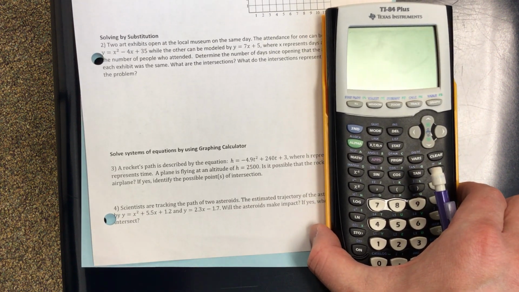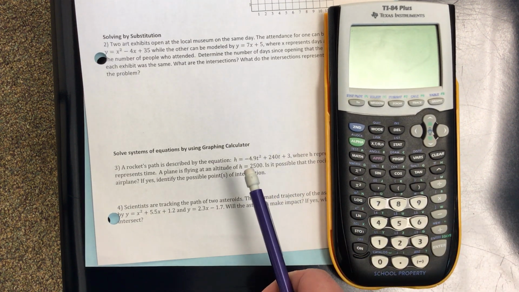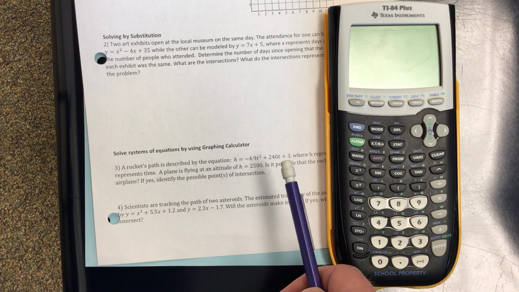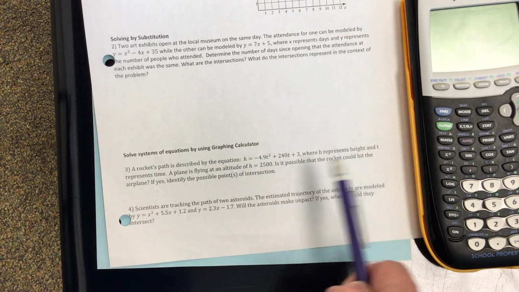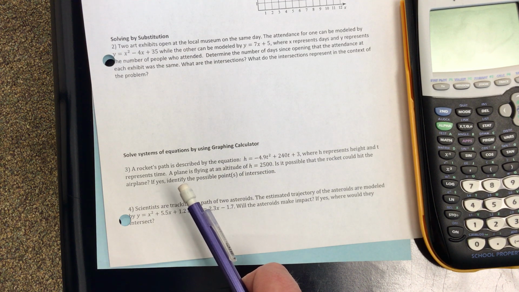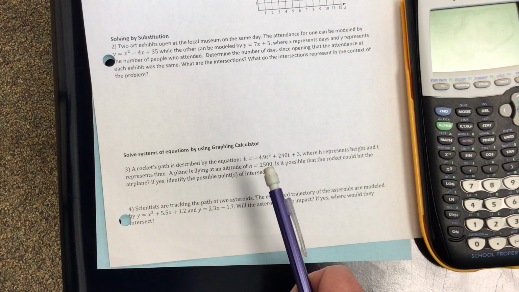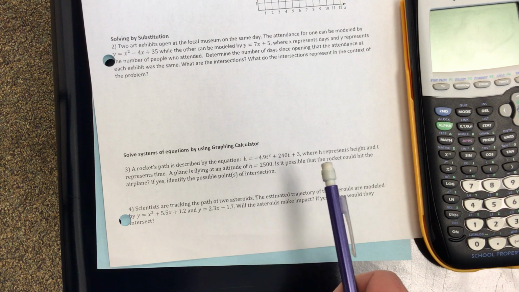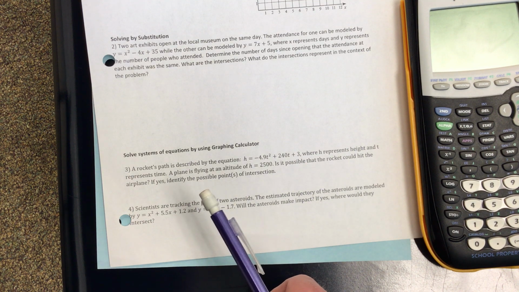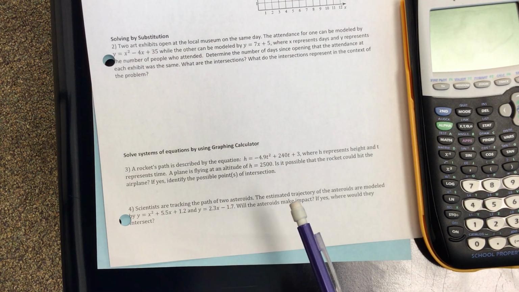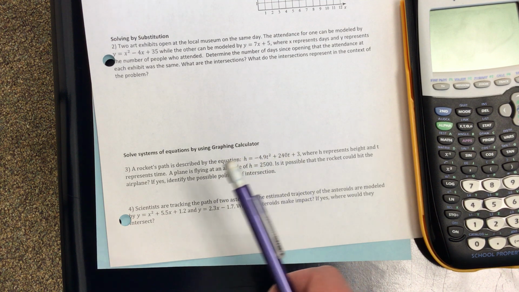Okay, so we have a rocket's path described by this equation. So h equals all that, where h represents the height and t represents time. A plane is flying at an altitude of h equals 2,500. Is it possible for the rocket to hit the airplane? If yes, identify the possible points of intersection. So here, again, you're welcome to use your graphing calculator for this.